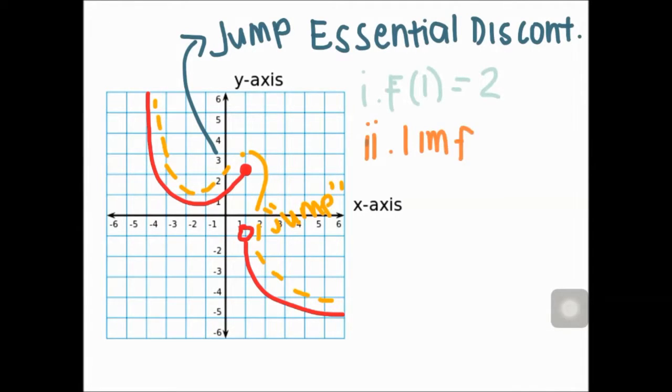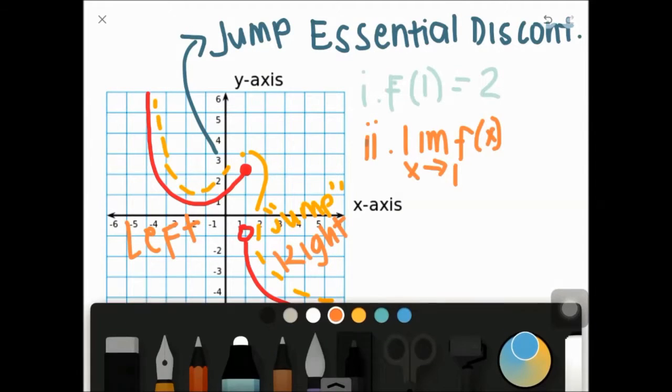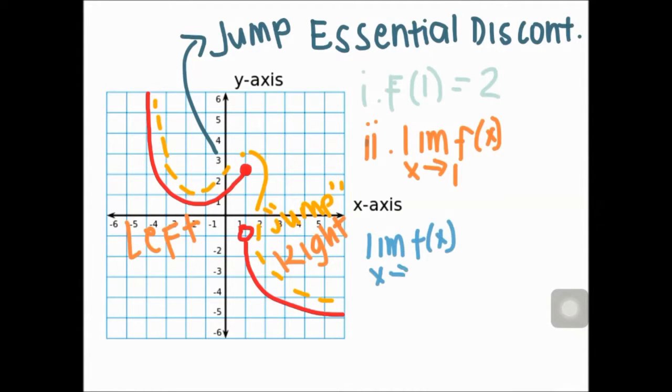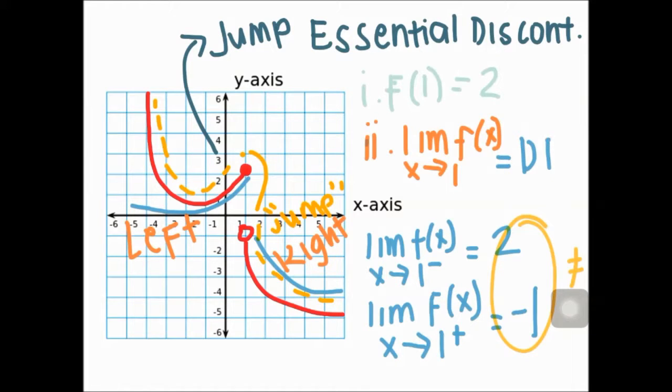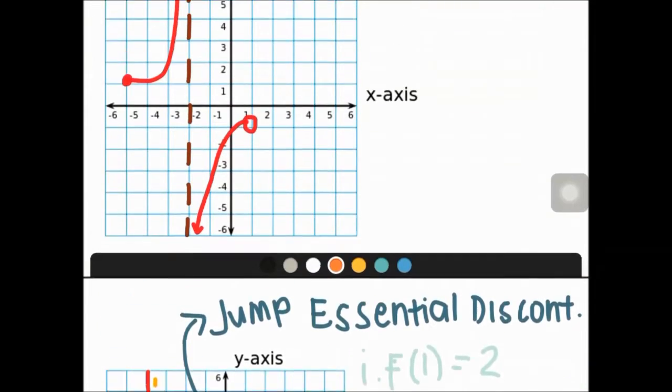Next, if we take the limit as x approaches 1, it can be seen that two graphs come from the left and come from the right. So we need to evaluate the two-sided limits. From the left, the limit is equal to 2, and from the right, the limit is equal to negative 1. These two are not equal. Therefore, the limit does not exist, or DNE, making it jump.